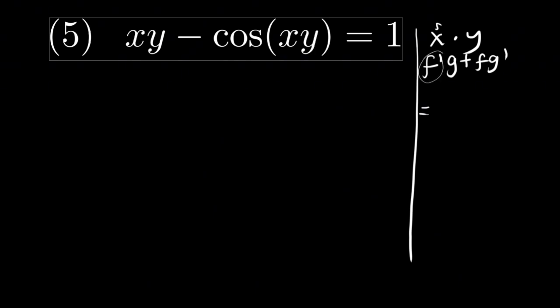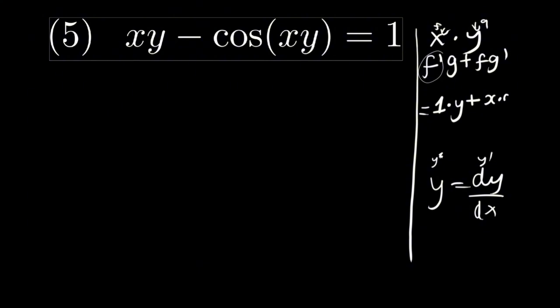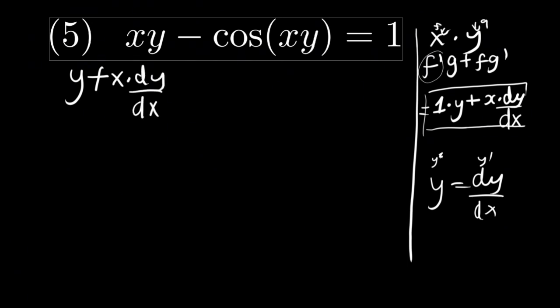Now here we have f and here we have g. So f dash will be 1 multiplied by g, which is y, added by f, which is x, multiplied by g dash. The derivative of y is always dy over dx. So multiplied by dy over dx. So this is the derivative of x multiplied by y. So we will write it here: y added by x multiplied by dy over dx, minus.